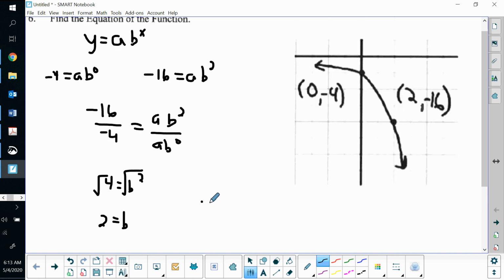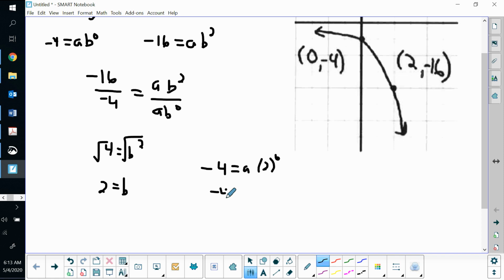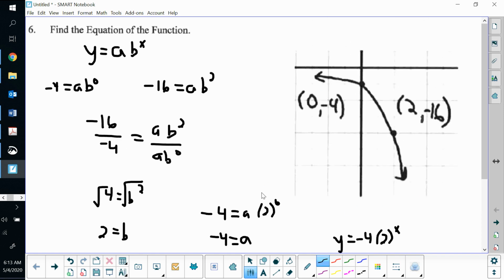So then sub back into one of the equations. So I'm going to do negative 4 equals a times 2 to the 0. Anything to the 0 is just 1. So 1 times a is just a. So we get a is negative 4. And our equation then is y equals negative 4 times 2 to the x. Remember, with these, put it in a graphs page, do a Control T, see if those 2 points are in your table.